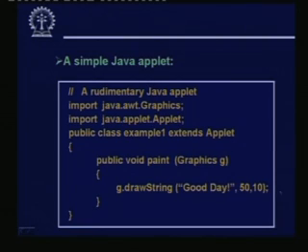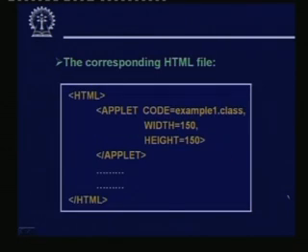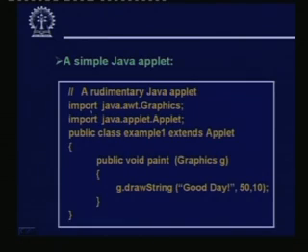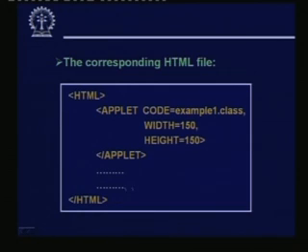And to include this particular applet from an HTML file, the corresponding HTML file will look like this. There is an HTML file where, in addition to the HTML code, you have the applet tag. Code will be example1.class, and width and height are specified for the window where the applet will be running. One thing to remember here: when you write a Java program, the master class here is named example1. The name of the Java program has to be example1.java, and the name of the bytecode will be example1.class. This is the convention which is followed. The same name as the class name you use as the name of the file.